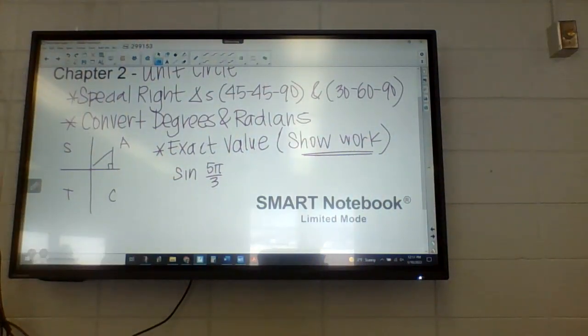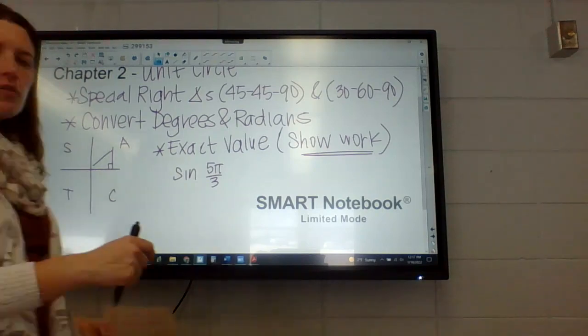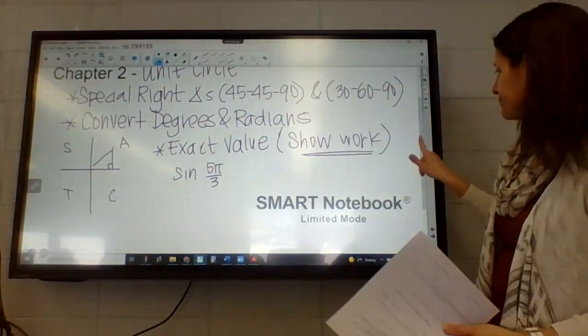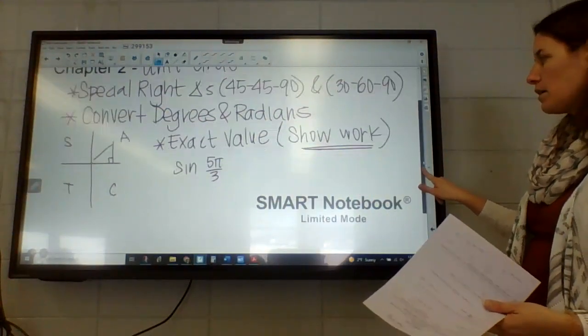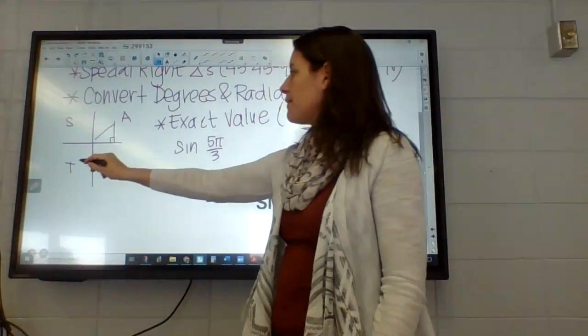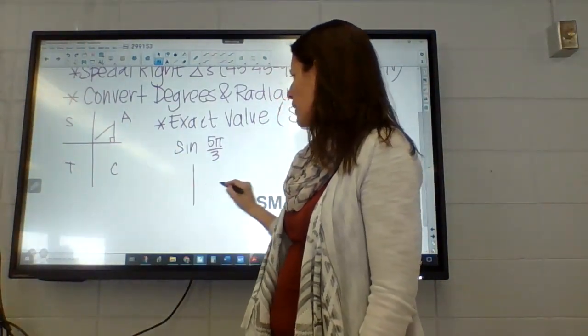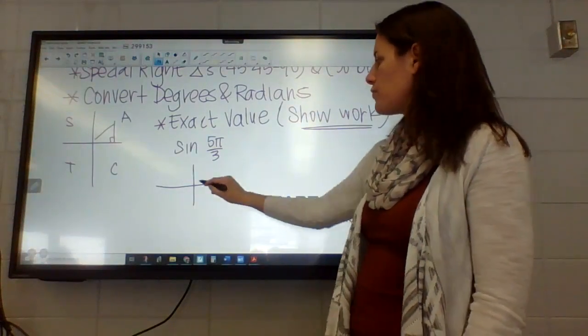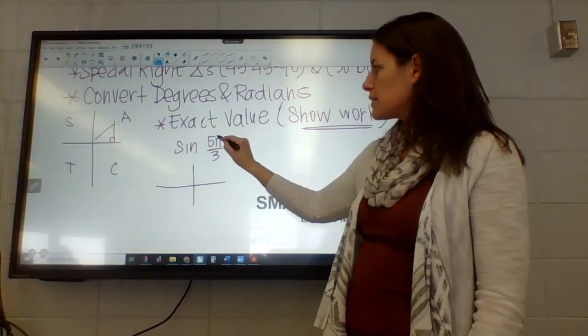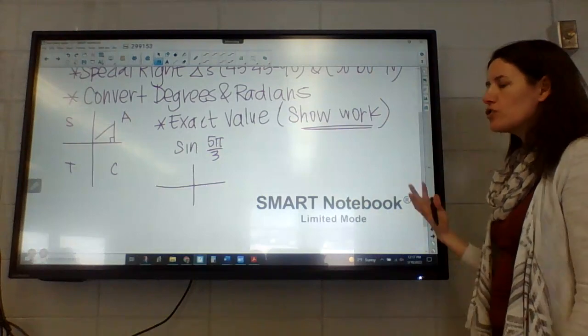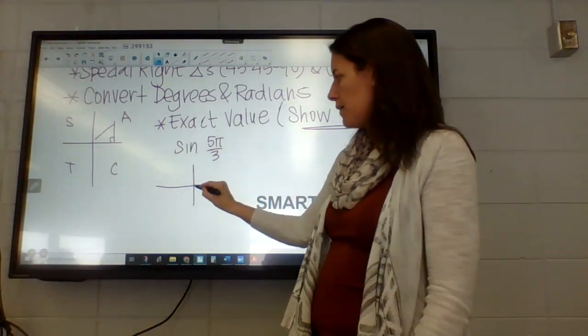If I ask you for the exact value of sine of 5 pi over 3, you could put that into your calculator and it would tell you the answer. I'm okay with you using your calculator to check it. However, if I ask you to show your work, I want you to draw what this looks like. 5 pi over 3 would be in this third quadrant over here, right? No, actually it'd be in the fourth, because it's just a third of a pi short of a full 2 pi.